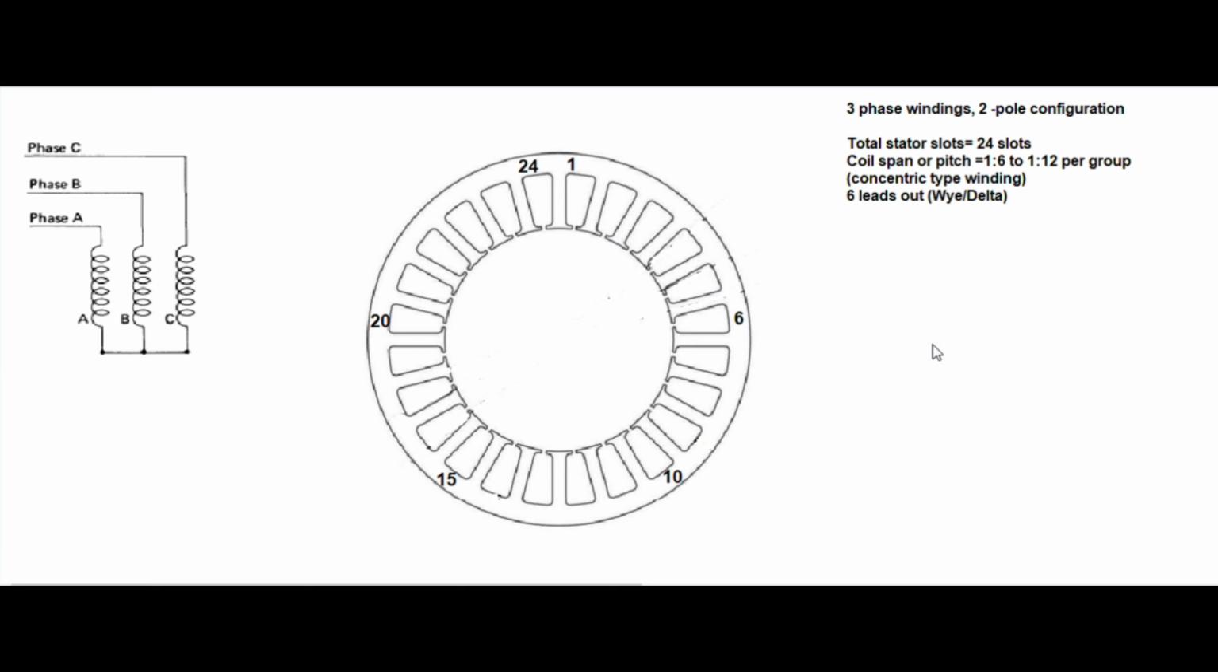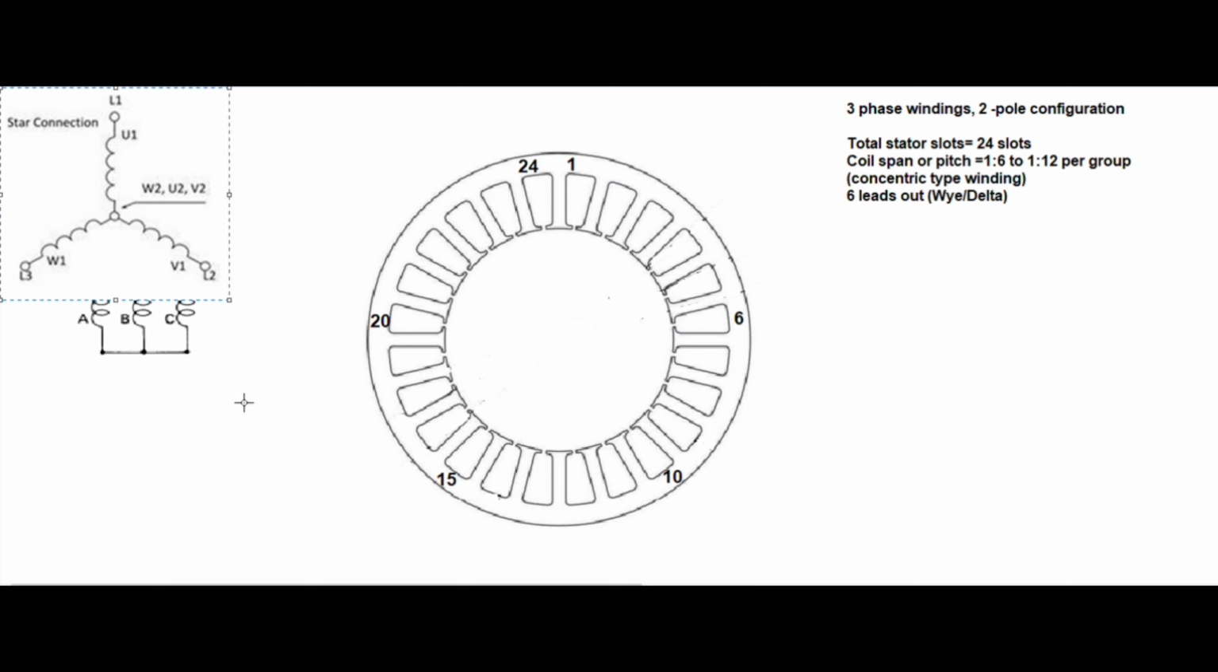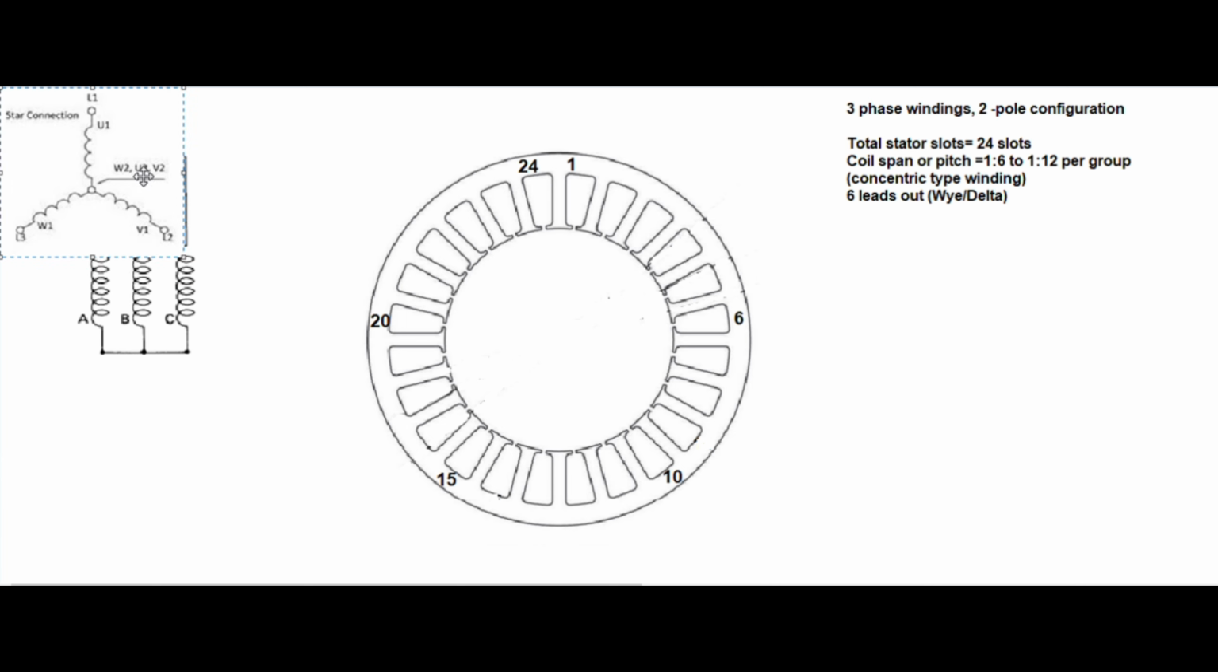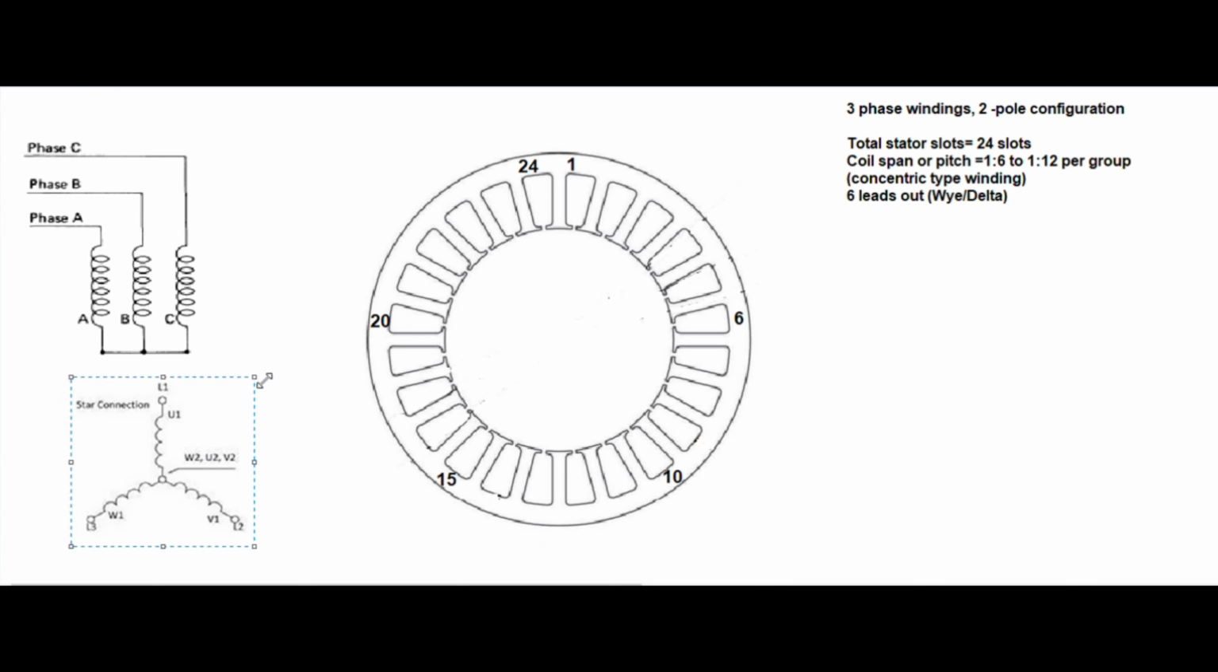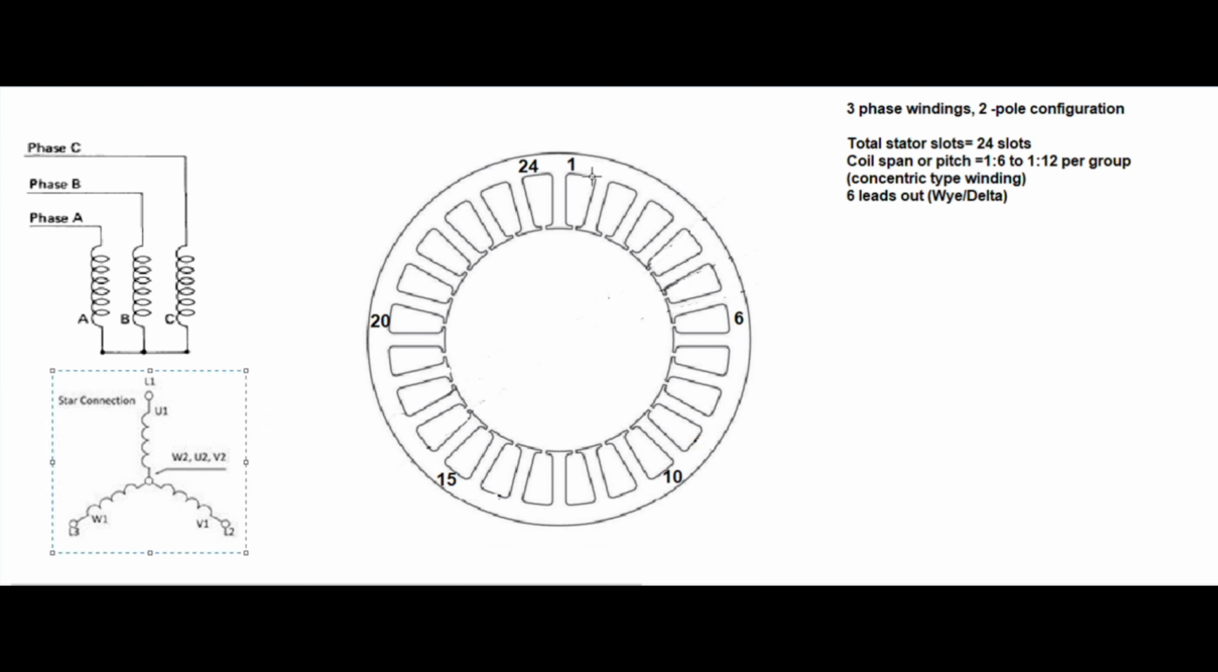The section here is a stator winding, a cross section of a stator winding. Shall we say one part or one area of a stator winding, 24 slots. Windings are inserted here. Windings are inserted in these slots, semi-closed slots.